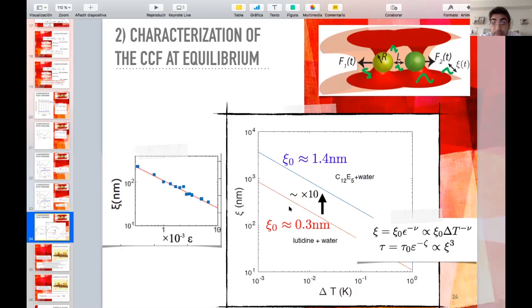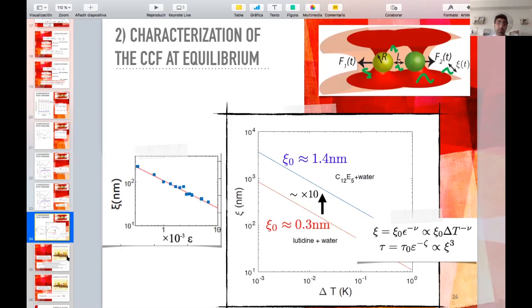More important is how the relaxation time of the bath scales with the volume of these correlated areas. So in principle, we have three orders of magnitude difference in time with respect to the lutidine-water mixture. So that gives us room to explore in the future the non-equilibrium features of the critical interaction itself.